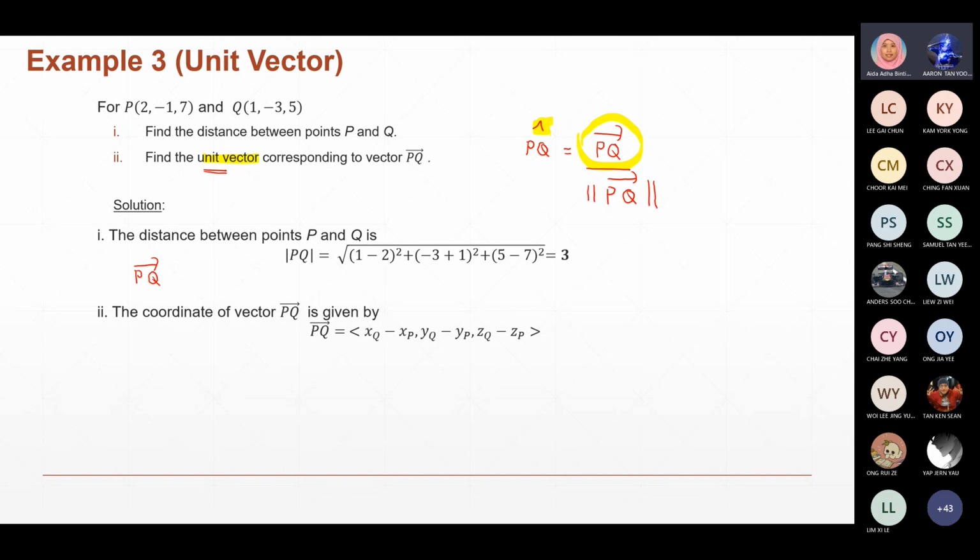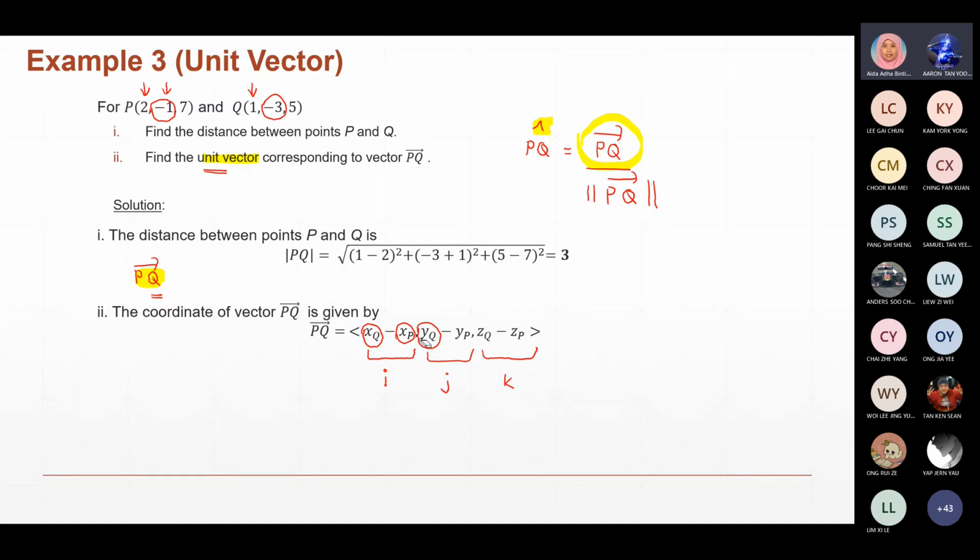If I ask you to find the vector PQ, you have to make sure that for the i element, you start your x coordinate using the coordinate Q, minus the coordinate P. This is for the i element. For the j element, same thing: use the y coordinate of Q minus the y coordinate of P.